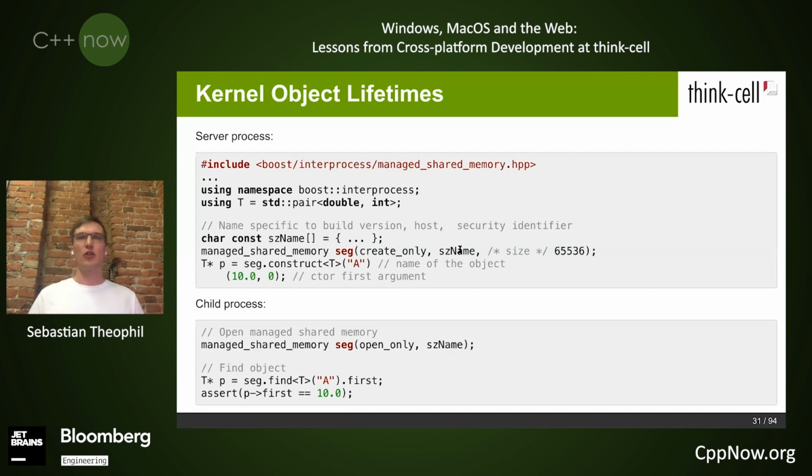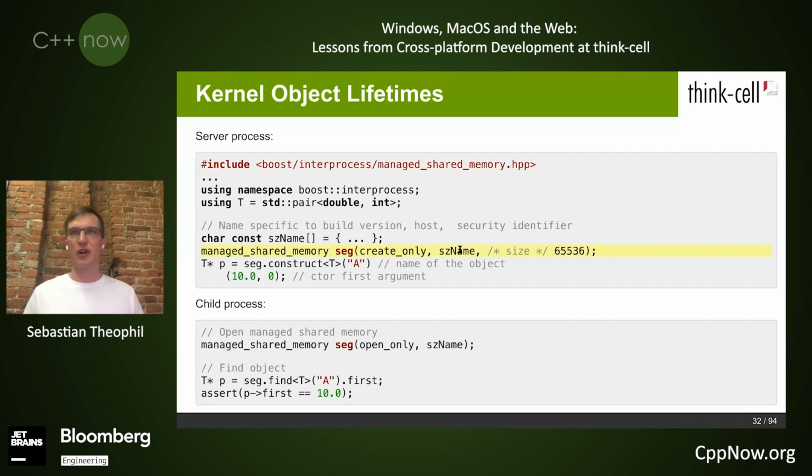And then you can construct an object in that shared memory segment and start the child process, and that will look up the shared memory object and find the object we've created. Now imagine you run those two processes, you terminate them. Now I run the server process again. What happens? Well, it will throw an error in this line and will say, oh, a shared memory object with that name already exists. And that's kind of surprising.